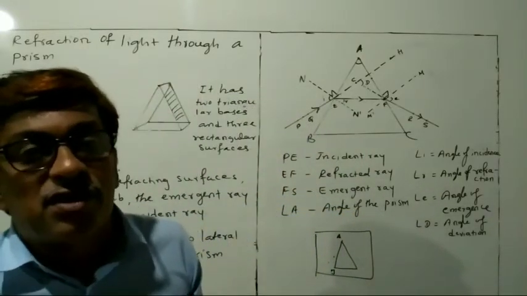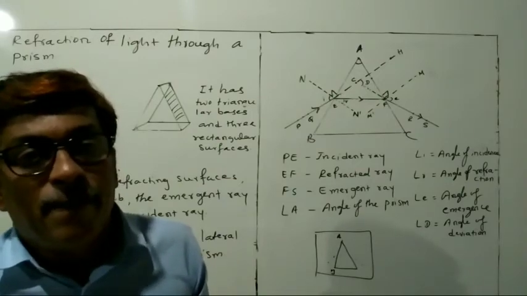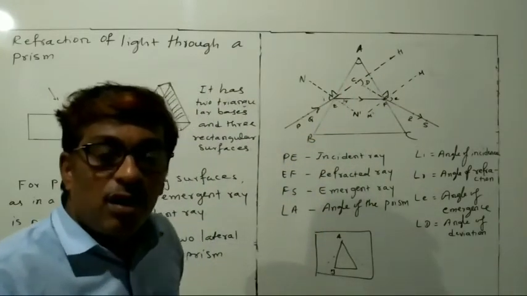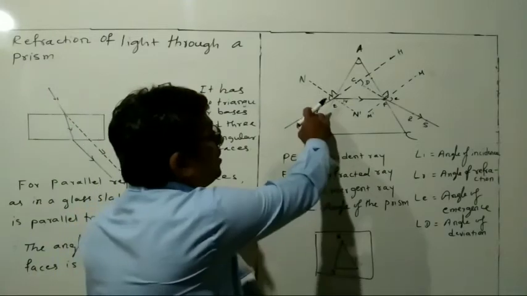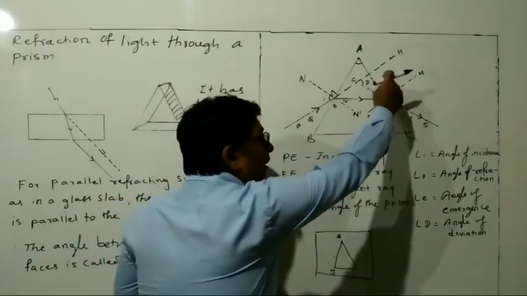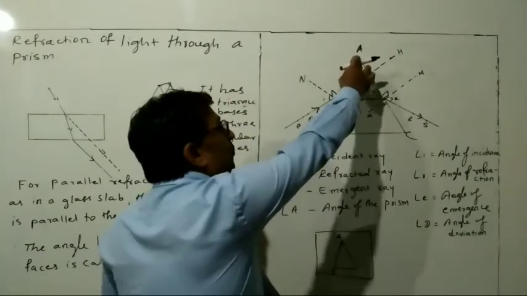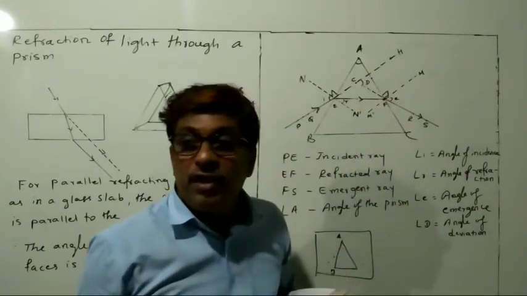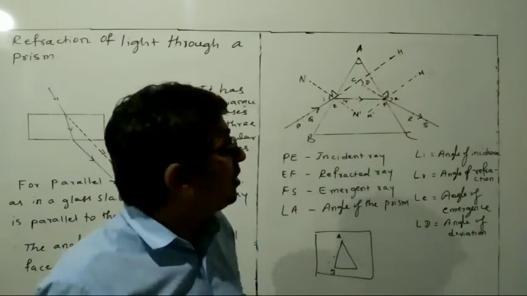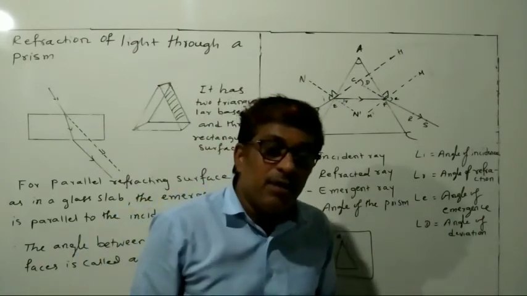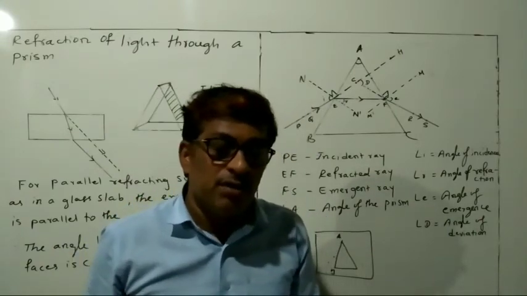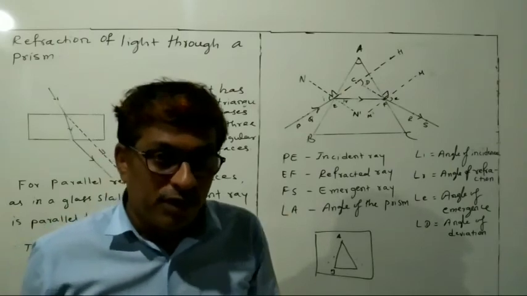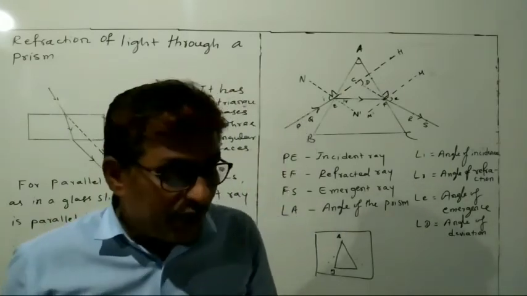And the angle of deviation also. What is the angle of deviation? See here: the incident ray, the refracted ray, the emergent ray, the angle of the prism, and this one is the angle of deviation. This is so important for you. Remember and go through this. Very, very important for the examination. Okay students, got the idea?